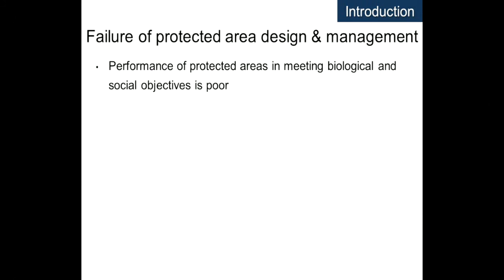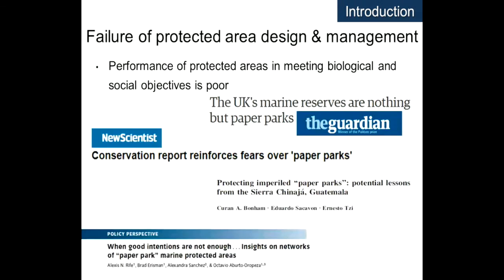However, the performance of protected areas in meeting biological or social objectives is generally quite poor, and this has given rise to the phenomenon of paper parks. And in the context of conservation planning, this poor performance relates particularly to the paucity of plans which are actually successfully implemented, and this has been termed the implementation crisis.